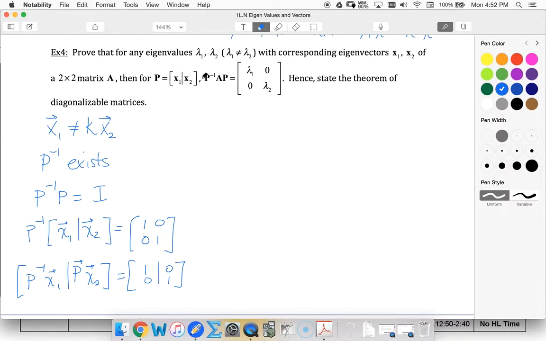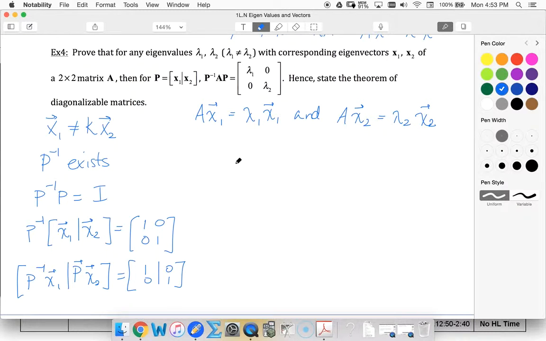Now let's come up here to this part. We have P inverse AP. Well, we know that Ax1 is going to be our lambda 1 x1. So let's write that down: Ax1 is lambda 1 x1, and Ax2 is lambda 2 x2. Okay, that's because we know we have eigenvalues and eigenvectors for matrix A.